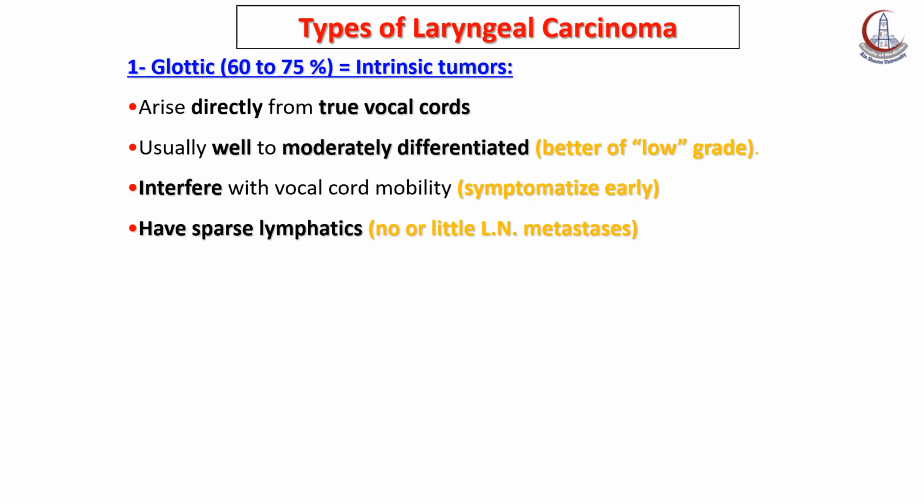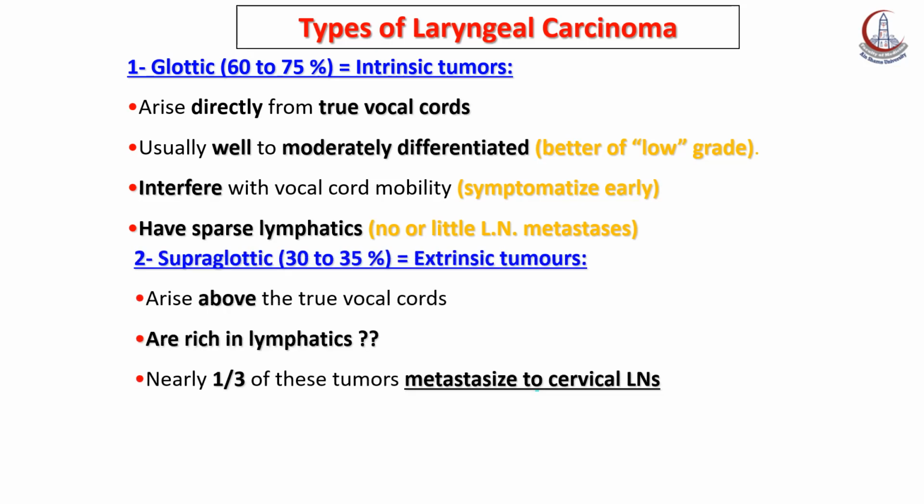Types of laryngeal carcinoma. We have three types. The first and most common type is the glottic type, accounting for about 60 to 75% of the cases. It arises directly from the true vocal cords, is usually well to moderately differentiated, and so has a better prognosis. The mass arises from the true vocal cord and interferes with its mobility, so the patient becomes symptomatic early. The true vocal cord has sparse or no lymphatics, so no or little lymph node metastasis occurs in these cases.